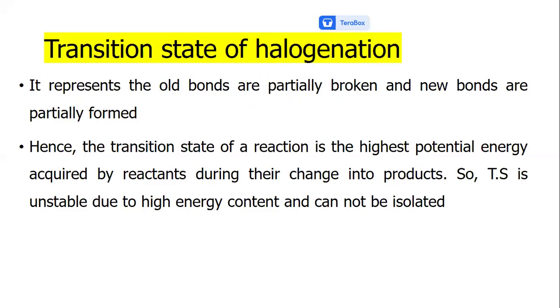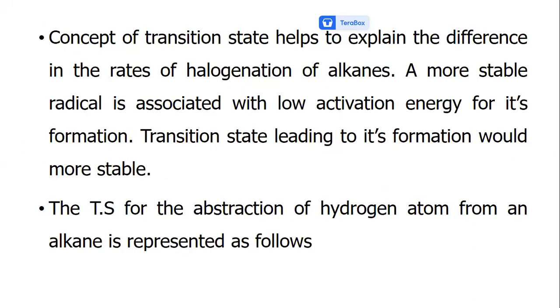Transition state of halogenation: it represents that the old bonds are partially broken and new bonds are partially formed. Hence, the transition state of a reaction is the highest potential energy acquired by reactants during their change into products. So, the transition state is unstable due to its energy content and cannot be isolated. The concept of transition state helps to explain the differences in the rates of halogenation of alkanes. A more stable radical is associated with a low activation energy for its formation.